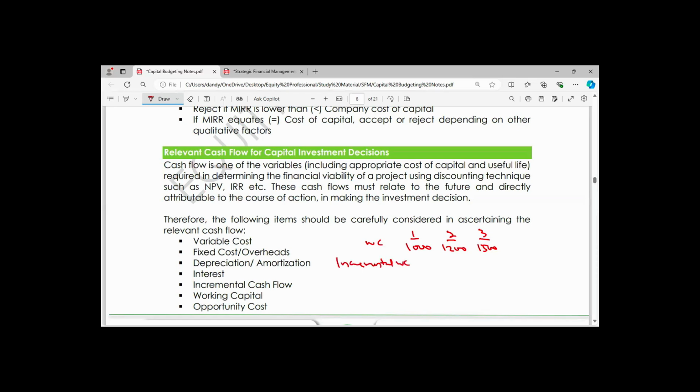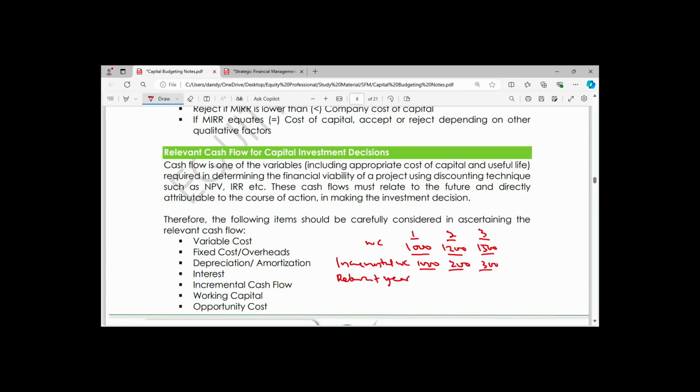The first year working capital is 1,000. This 1,000 has increased to 1,200. Difference is 200. The 1,200 has increased to 1,500. Difference is 300. So these are the incremental working capital that I'm going to consider. Therefore, I can then include the relevant year.